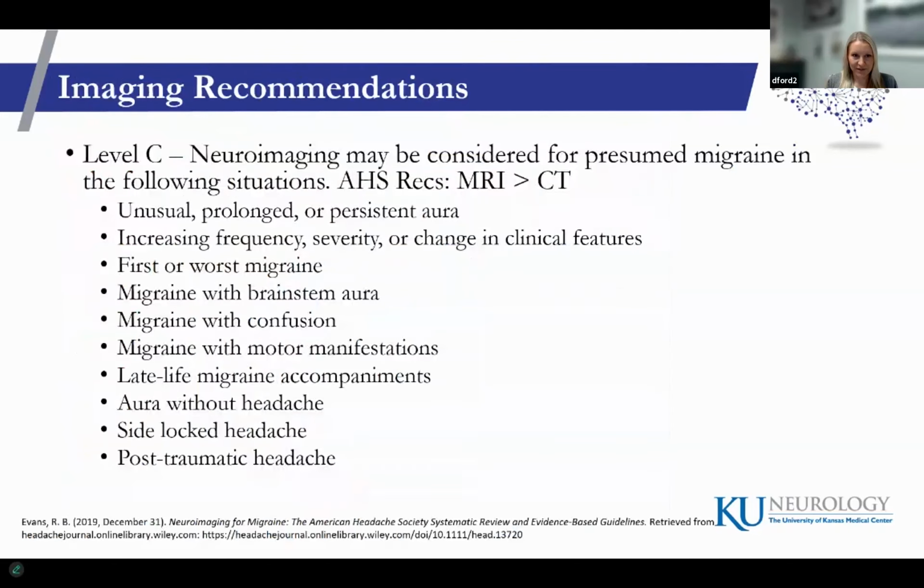All right, next slide. So imaging recommendations, I'm not going to spend a lot of time here, but I think it's always important because everyone says, well, when should I get an MRI or a CT? So most of our imaging recommendations are level C. The American Headache Society does recommend MRI over CT when available and possible. And so these are some of the reasons you would do it.